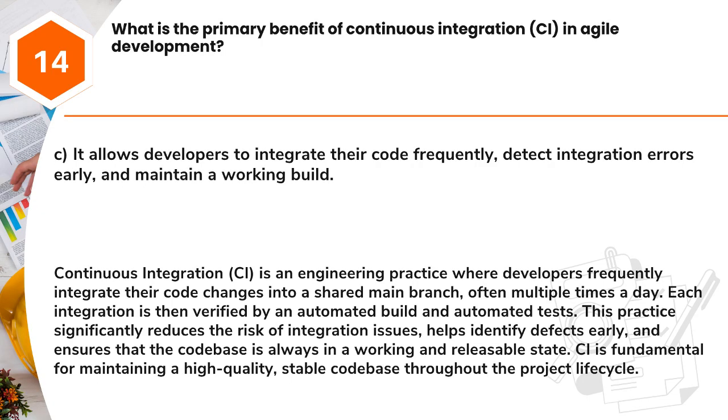Answer: C. It allows developers to integrate their code frequently, detect integration errors early, and maintain a working build. Continuous integration, CI, is an engineering practice where developers frequently integrate their code changes into a shared main branch, often multiple times a day. Each integration is then verified by an automated build and automated tests. This practice significantly reduces the risk of integration issues, helps identify defects early, and ensures that the codebase is always in a working and releasable state. CI is fundamental for maintaining a high-quality, stable codebase throughout the project lifecycle.